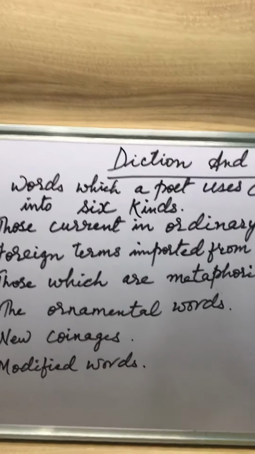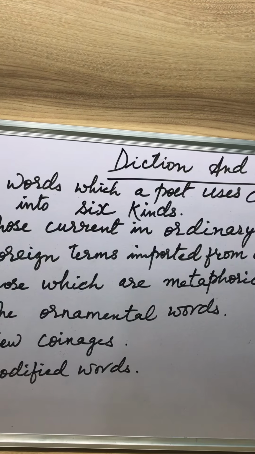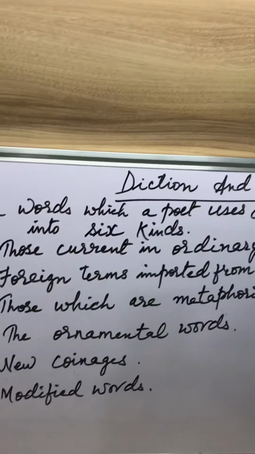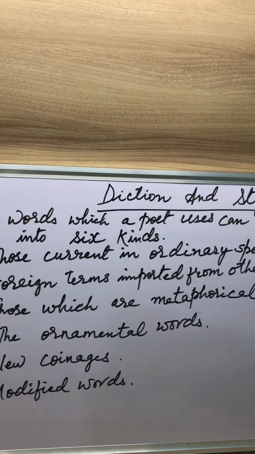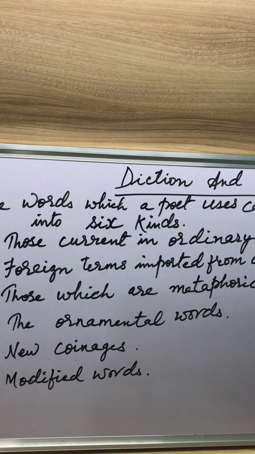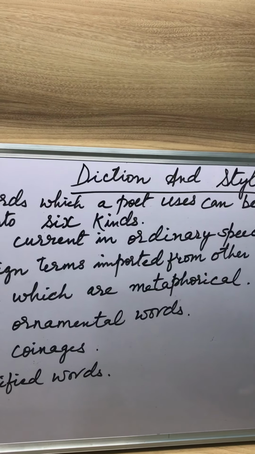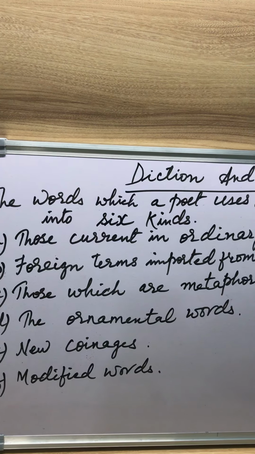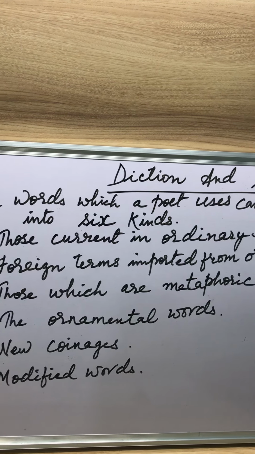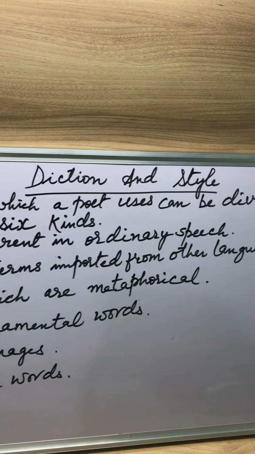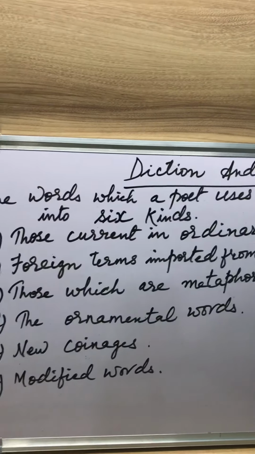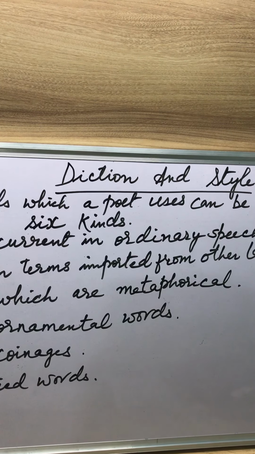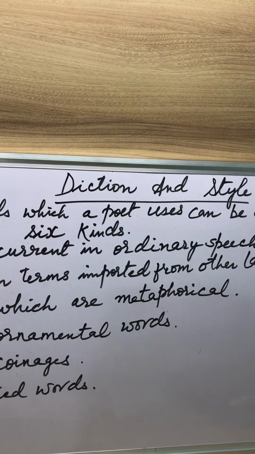He says they are the words which a poet uses and can be divided into six kinds. First, those current words which are used in ordinary speech. Second, those foreign terms which are imported from other languages. Third, those which are metaphorical, as for example, cold-blooded, etc.